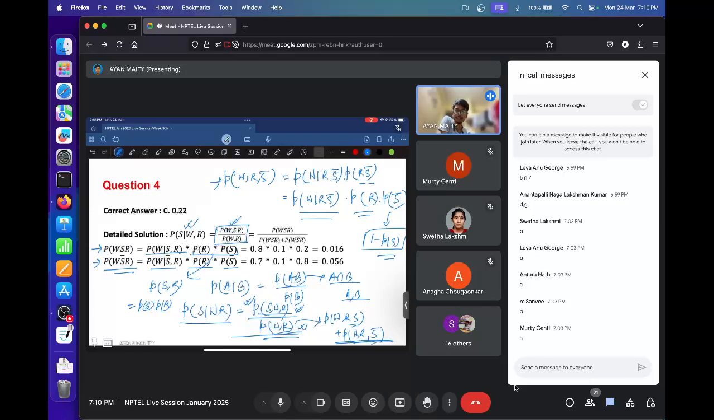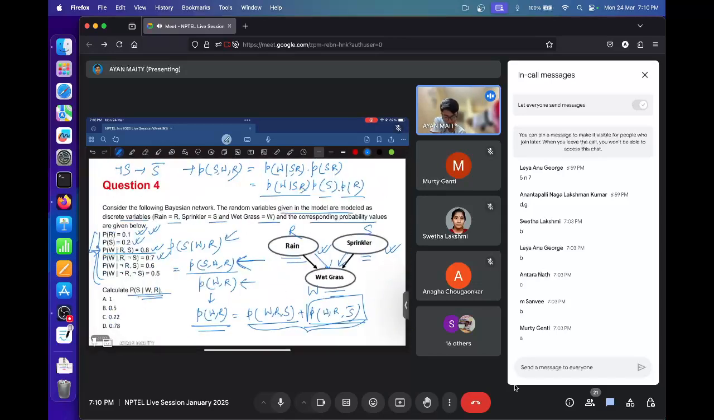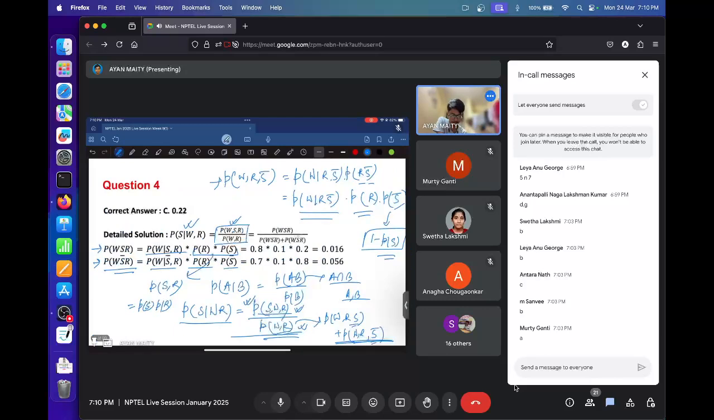So basically you have to repeatedly apply the conditional probability formula or the Bayes formula to make it in such a form that you can apply the probability values that are given in this question. So these probability values are given. You have to transform the probability that you are asked to compute in such a way that you can use these given probability values using simple Bayes theorem or the conditional probability formula. Is there any other question?